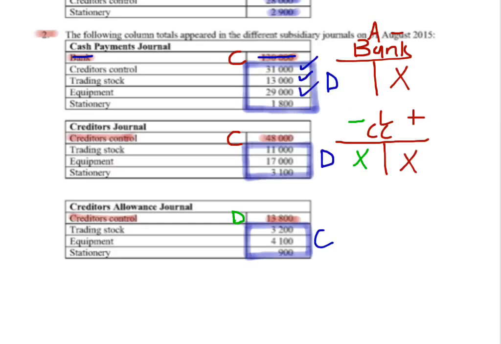So then I go back and I say 1,800, done. So then I am actually done with my CPJ entries that was asked of me. Our next journal to be posted is my Creditors Journal, my CJ. The main account is posted first, and that is Creditors Control. So I post the Creditors Control column to the credit side of Creditors Control, 48,000 Rand. These 48,000 Rand, that's all of my credit purchases for the month of August.